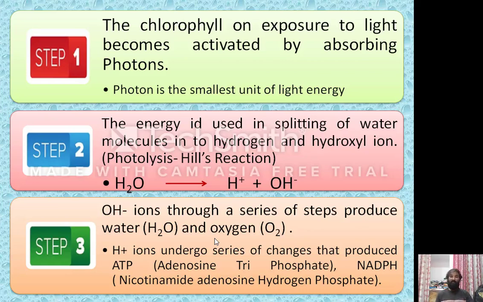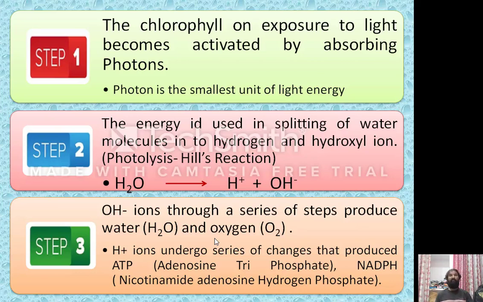So what about the remaining H plus ions? These H plus ions also undergo a series of changes, and finally produce the assimilatory power, which is ATP and NADPH, that is adenosine triphosphate and nicotinamide adenine dinucleotide phosphate hydrogen. These two molecules are called assimilatory power, and they are the products of the light phase.